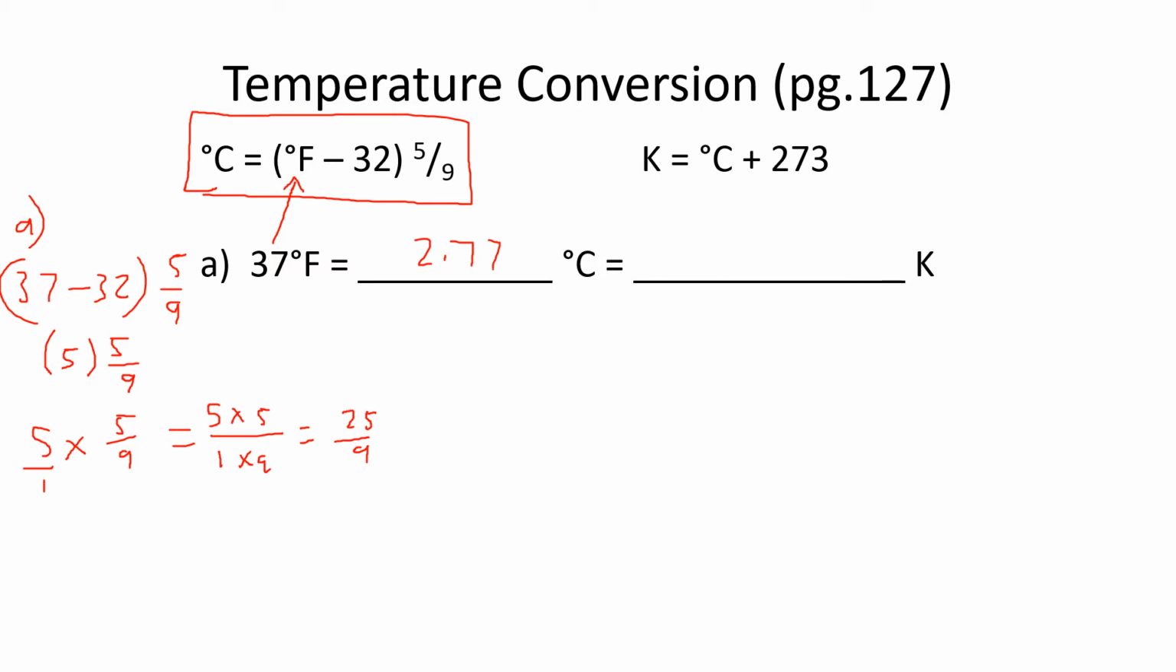And then to get to Kelvin, all you do is add 273. So this would be 275. Yeah, we're just multiplying. Make sure you know how to multiply.